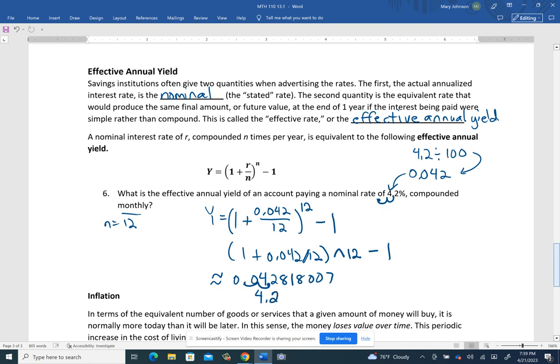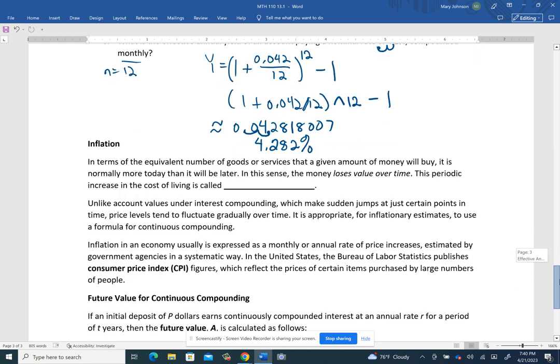And we see that an interest rate of 4.282 percent is the effective annual yield, meaning if I had deposited the same money in an account paying simple interest for 1 year at a rate of 4.282%, it would earn the same interest as money deposited in an account paying 4.2% compound interest and compounding monthly. Okay, so it allows me to compare different investments, different accounts.